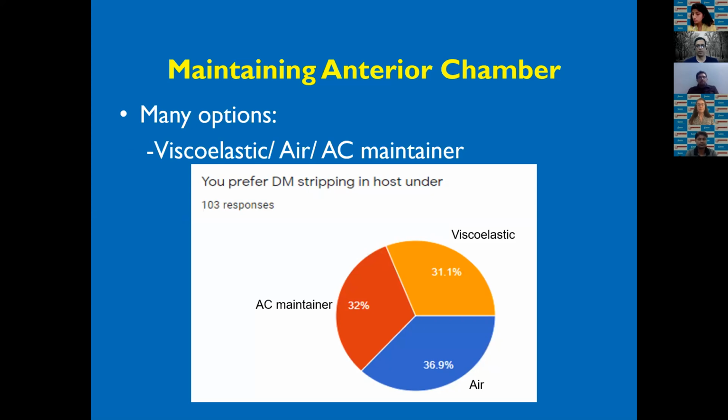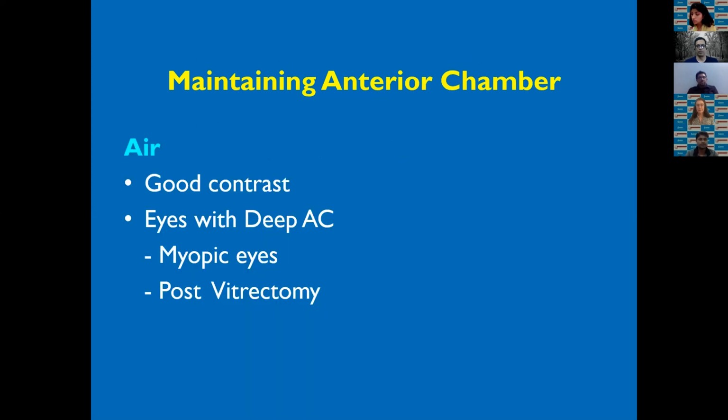But yes, there are certain specific preoperative factors which will determine in which kind of cases you can use air AC maintainer versus viscoelastic. Now, air is a good option because it gives a good contrast for stripping of the Descemet's membrane, and preferable for those eyes where you have a deep AC, so you have a well maintained anterior chamber with air. There's no issue of chamber collapse in these cases.